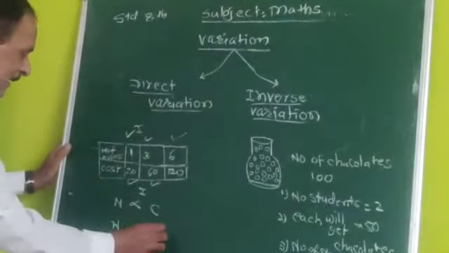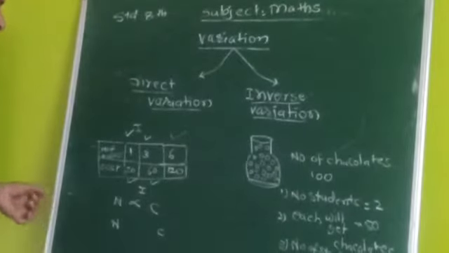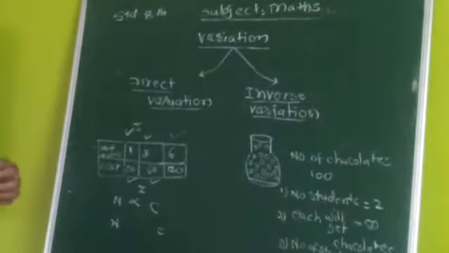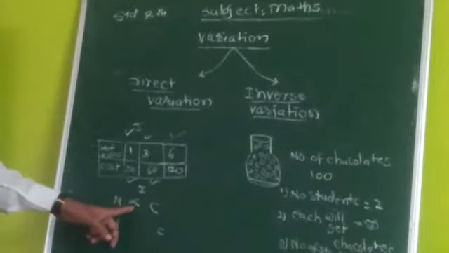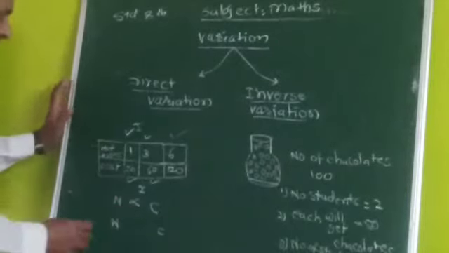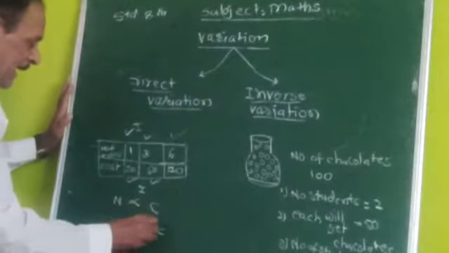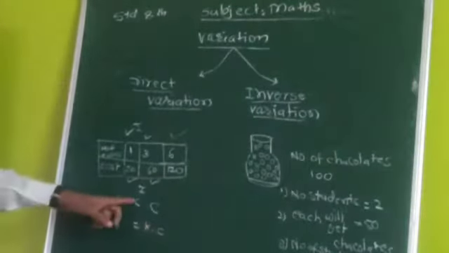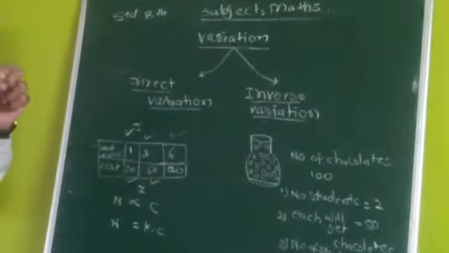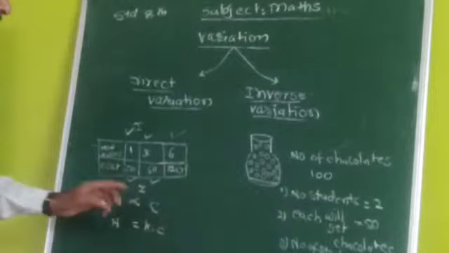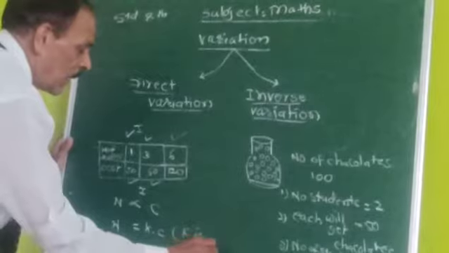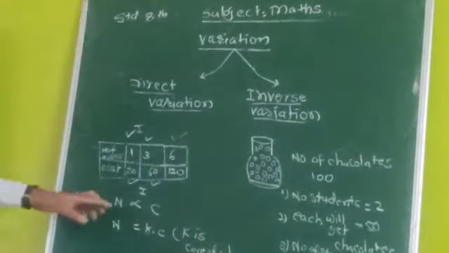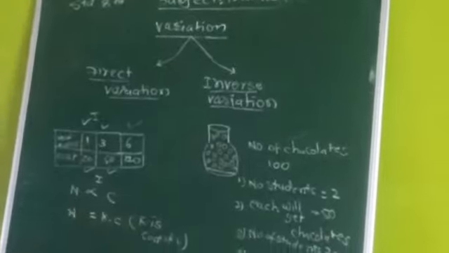So N is directly proportional to C. Remove the sign of variation. This is the sign of variation. Put there equal to K. That means remove the sign of variation and put there equal and K. What is K? K is the constant of variation.